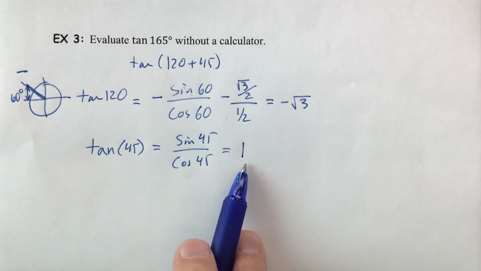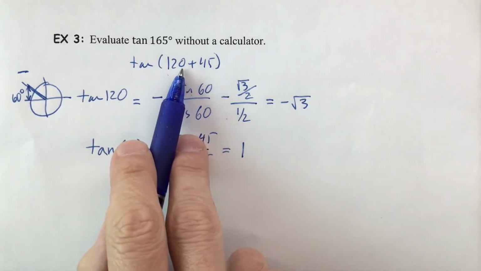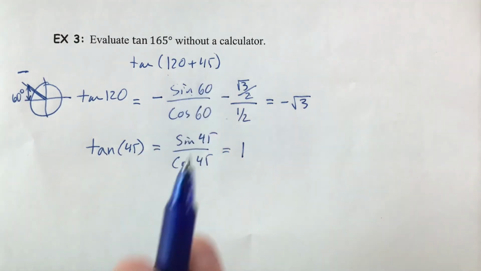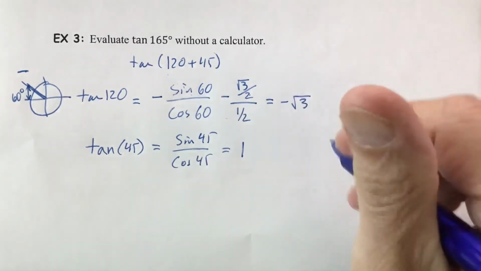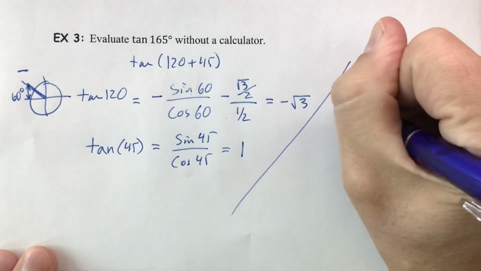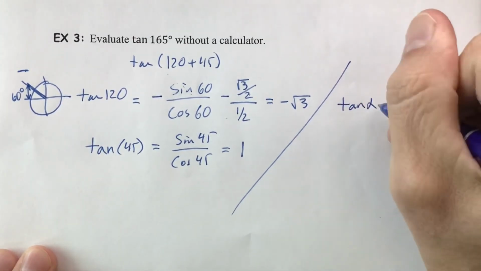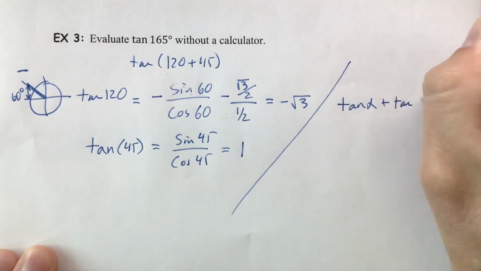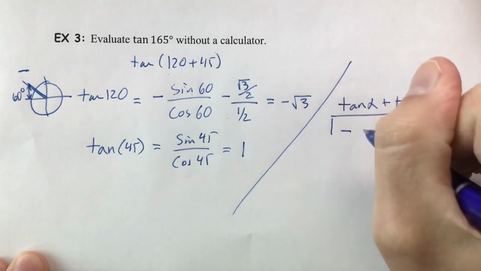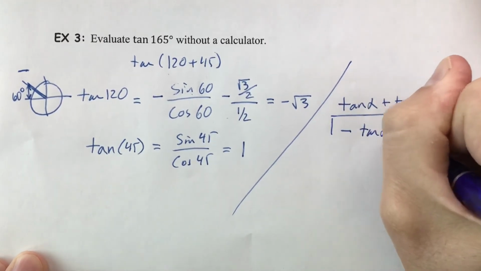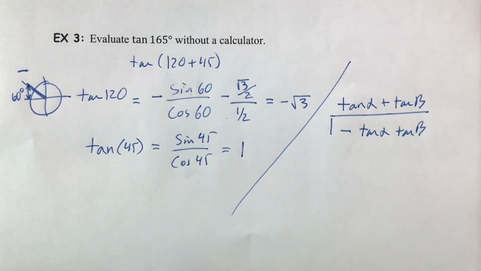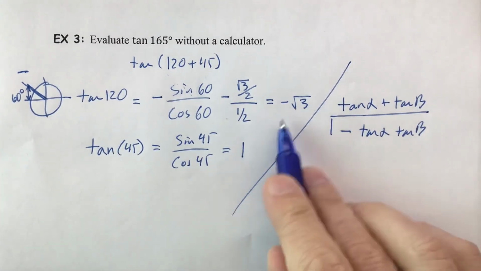Now what we're going to do is think about how we broke it up. We broke it up as an addition. We did an alpha plus beta. So we can rewrite, let's break this up a little bit here. We can set this up as the tangent of alpha plus the tangent of beta divided by 1 minus tangent alpha, tangent beta. And we have all of these values with these two.